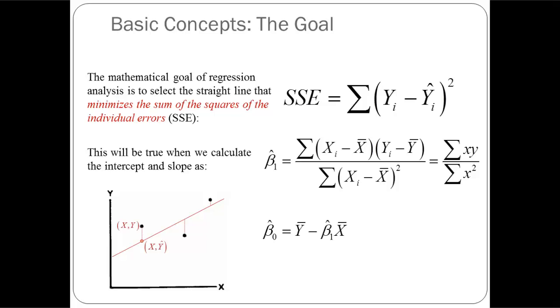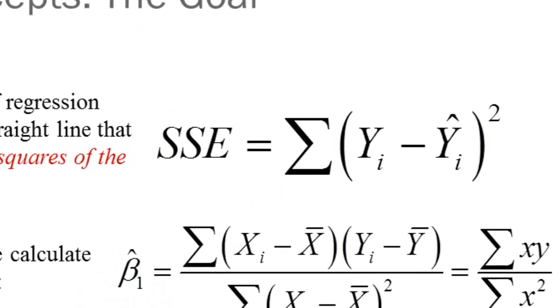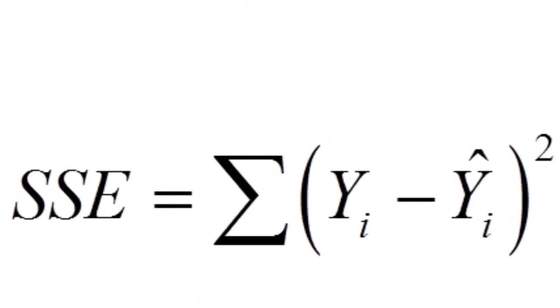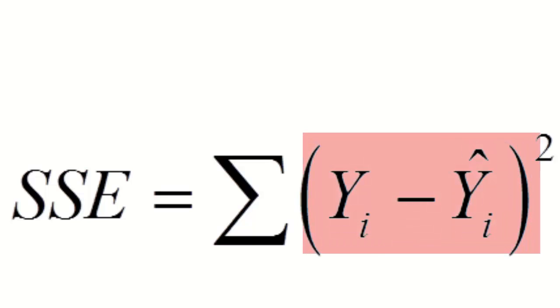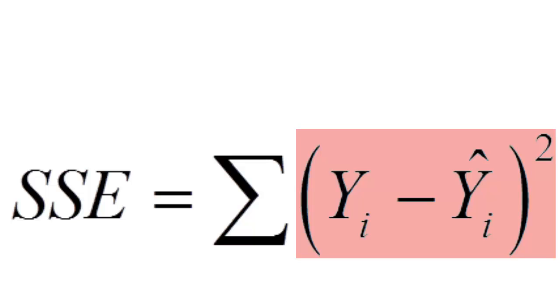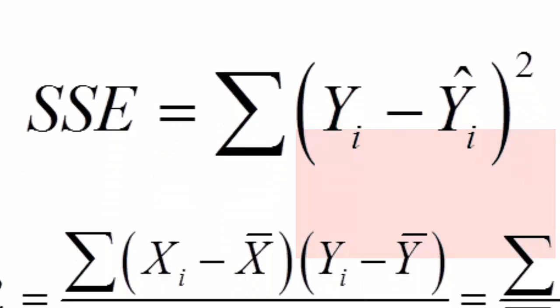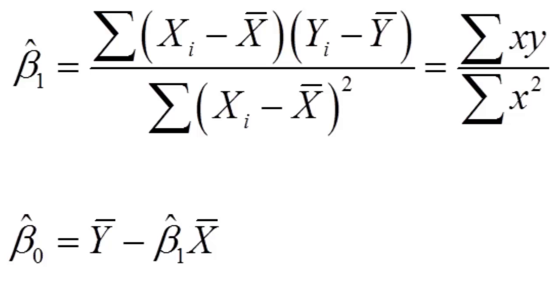If somebody asks you what the mathematical goal of regression is, one answer is that it's to minimize the SSE, or the sum of the squares of the errors. That is, we're going to calculate the error as y minus y hat, but we're going to square that difference. It's the squared differences that we're attempting to minimize. And there's a very straightforward formula derived from calculus, shown here, that we can use to calculate the best fitting regression line.